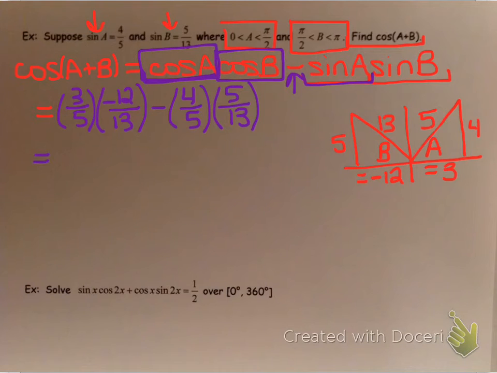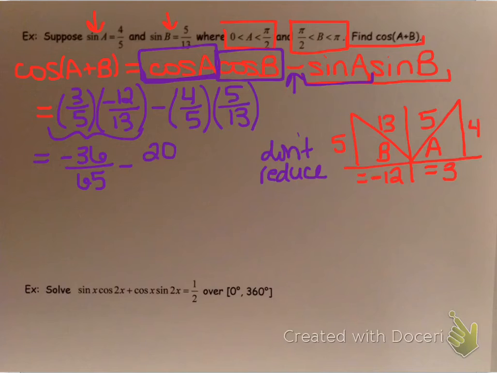Now remember, once we've multiplied, we should have a common denominator, so I'm not going to reduce my fractions as I multiply, because otherwise they won't have a common denominator, and I'm going to have to turn around and give them right back their common denominator. So when I multiply the first pair of fractions together, I get negative 36 over 65. Multiply the second pair of fractions together and I get 20 over 65. And then I subtract the two fractions and I get negative 56 over 65.